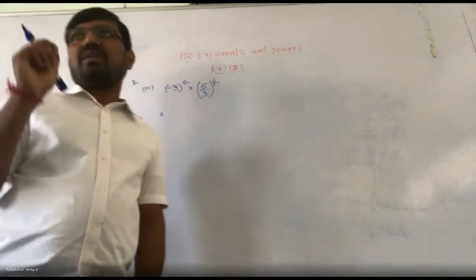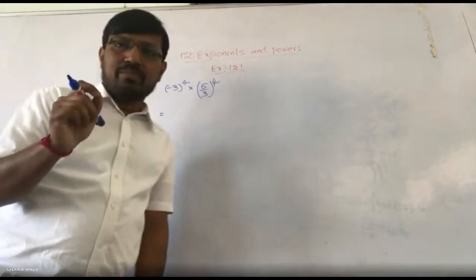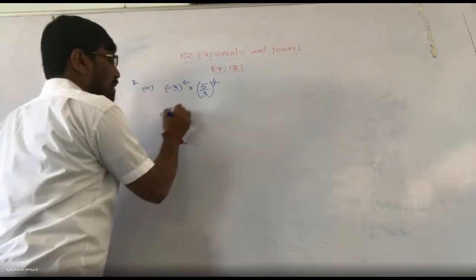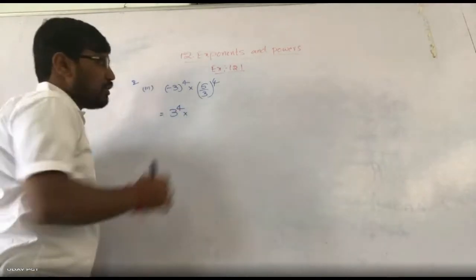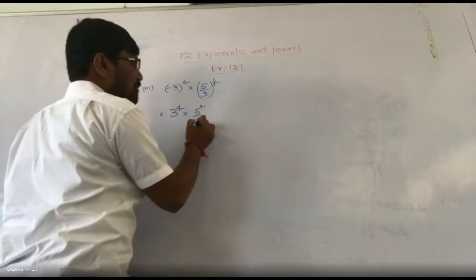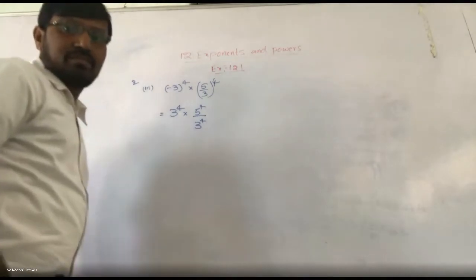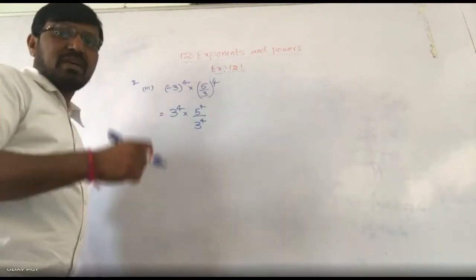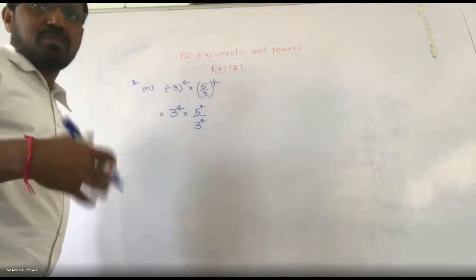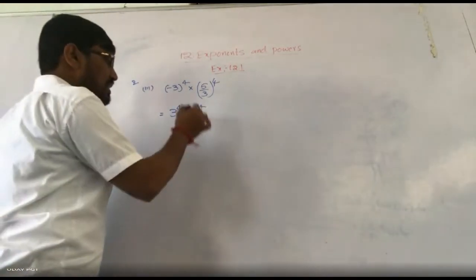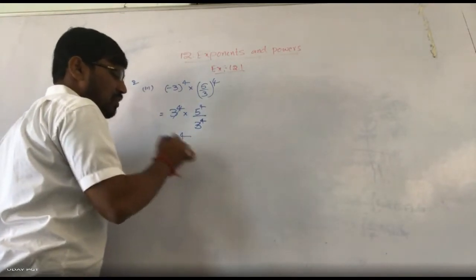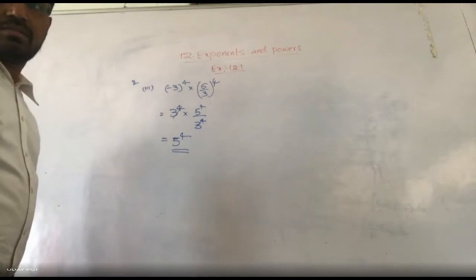When you multiply an even number of times, we are going to get a positive. So we can write this as 3 power 4 into 5 power 4 divided by 3 power 4. (a by b) whole power m can be written as a power m by b power m. The power can be taken to both separately. This and this will get cancelled. So we are left with 5 power 4. Simple, isn't it? Yes, sir.